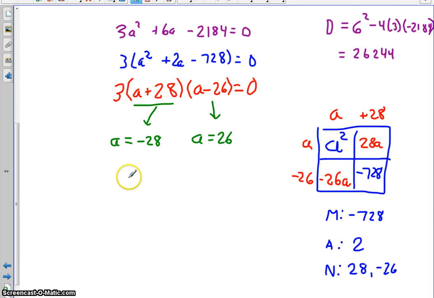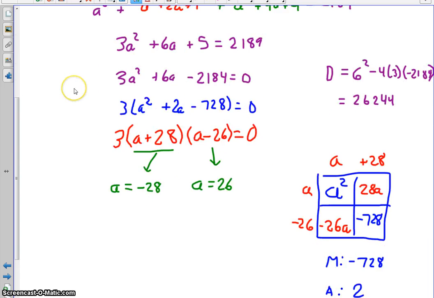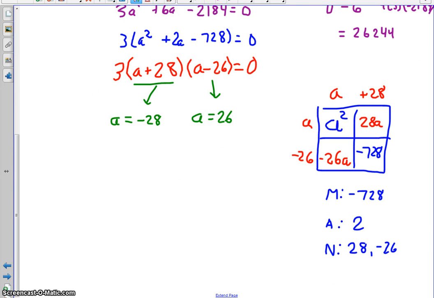So remember what I've solved for here. What I've now solved for is the first integer in each case. That's what a was. So the other integers are going to be those two numbers plus 1 and those two numbers plus 2. So using a being negative 28, and there's nothing wrong with having a negative integer. It's a possible answer. It's not a length, so it's perfectly admissible. So my answers here are going to be negative 28, then negative 27 and then negative 26. That's one possible answer. And then from the other one, I'm going to wind up with the numbers being 26, adding 1 gives me 27, and adding another one gives me 28.